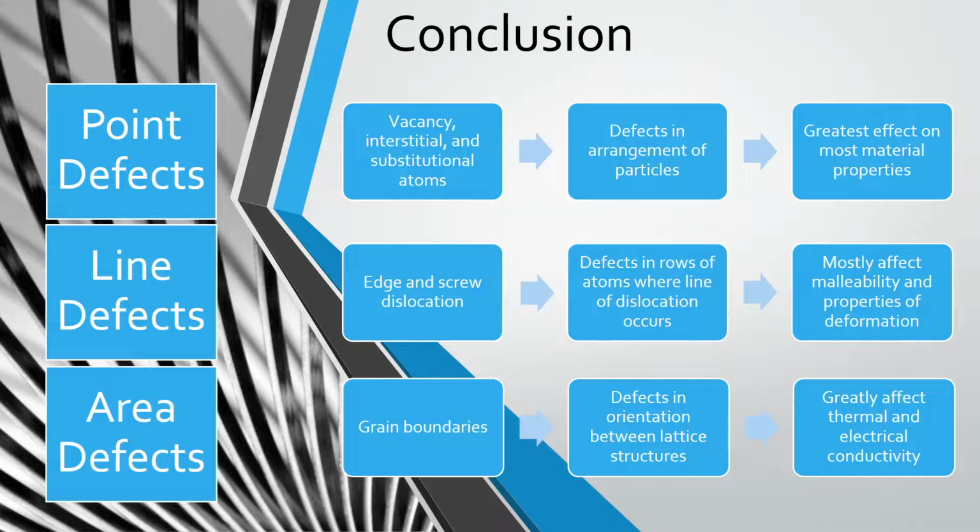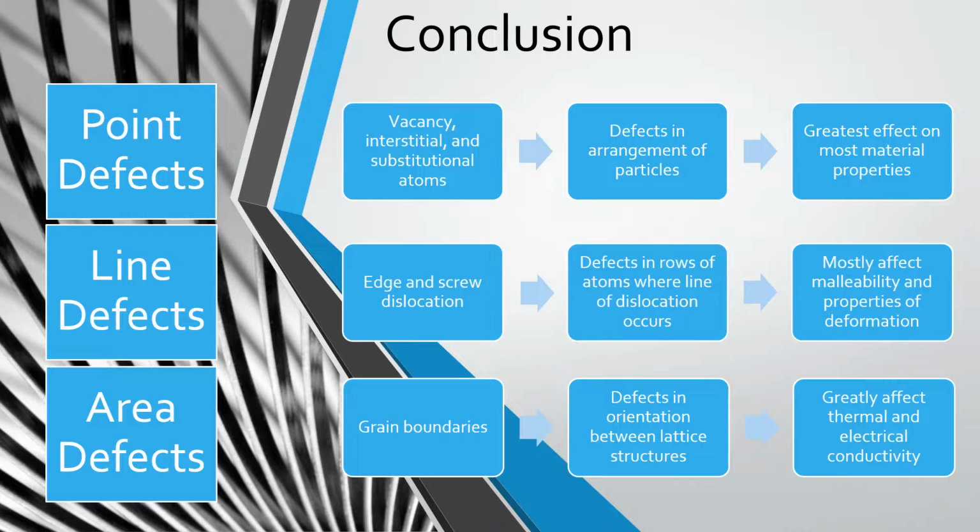So in conclusion, we covered all the imperfections in solids, in which there are three types: point defects, line defects, and area defects. Among point defects, we covered vacancy, interstitial, and substitutional atoms. And we stated that they were defects in the arrangement of particles and impurities, in which they had the greatest effect on most material properties. For line defects, we had two types, edge and screw dislocation, in which they were defects in rows of atoms where lines of dislocation would occur.